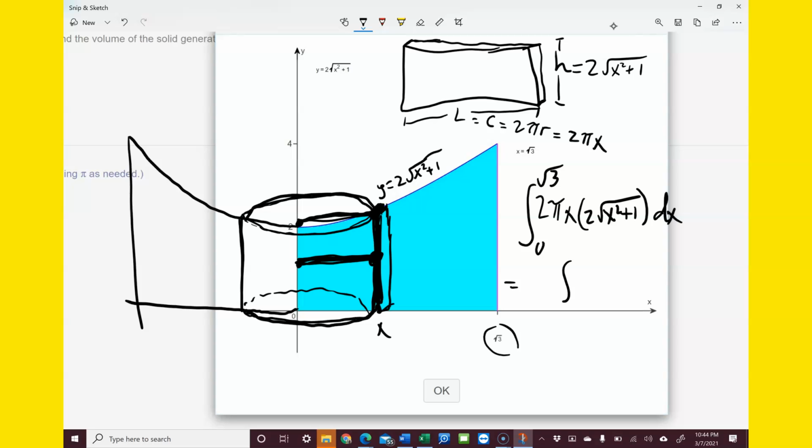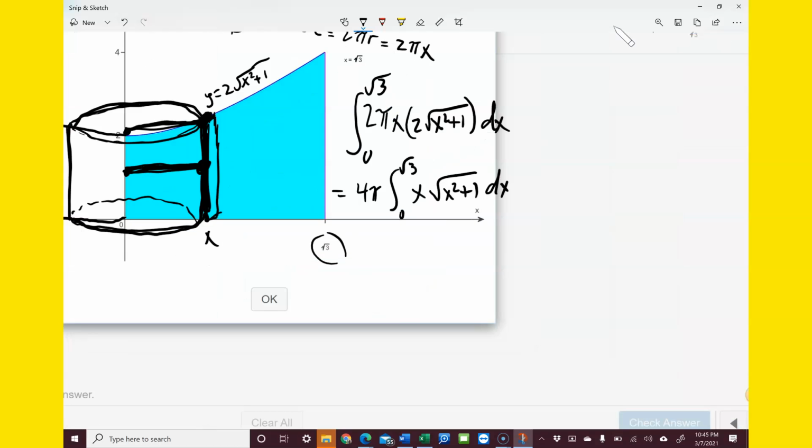Okay, so I'm going to bring out a 4 pi. Then I've got x square root of x squared plus 1 dx. Now I'm thinking u substitution. Is that what you're thinking? That's what I'm thinking. Why am I thinking that? I'm thinking that because if I make u this expression here, x squared plus 1, the derivative of that is going to be 2x, which will then be able to cancel out that x. So u is x squared plus 1. du dx is 2x. So du over 2x is dx.